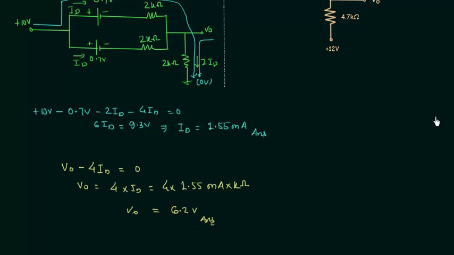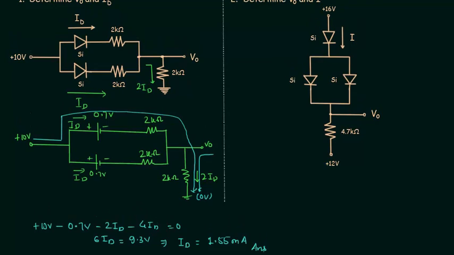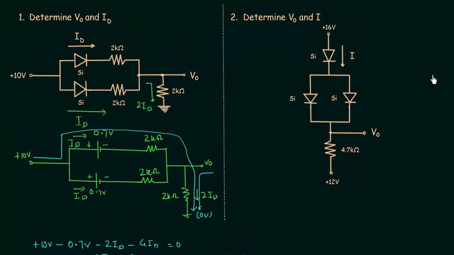Now I will solve the second problem. In this problem, we have 3 PN junction diodes. Plus 16 volt is the potential at this point, and plus 12 volt is the potential at this point. 16 volt is greater than 12 volt, so current will move in this direction, and all the 3 diodes will remain on because the direction of current is similar to the direction of the arrow in the diode symbol.